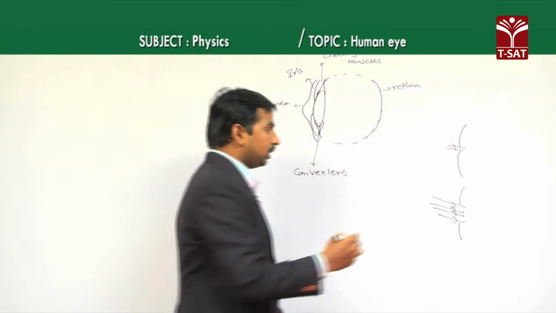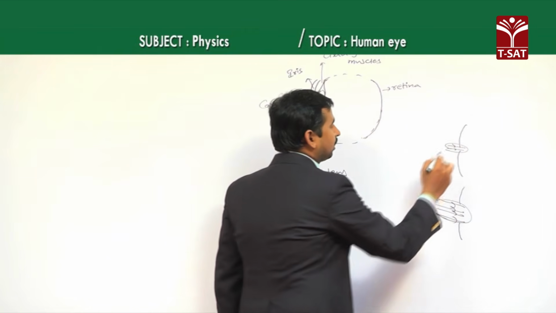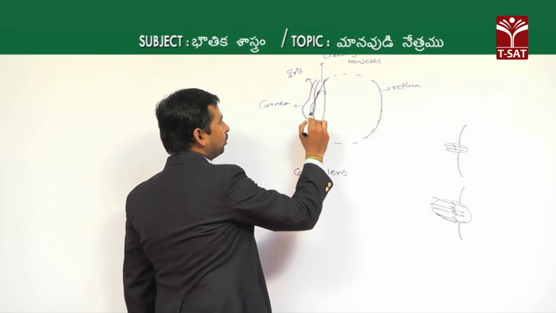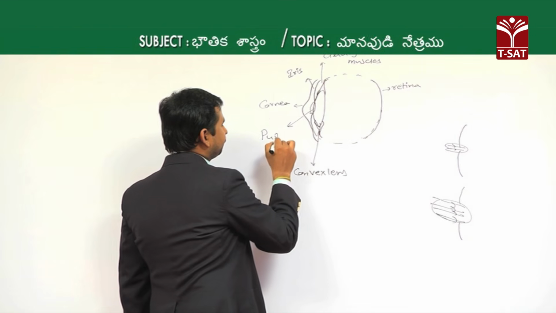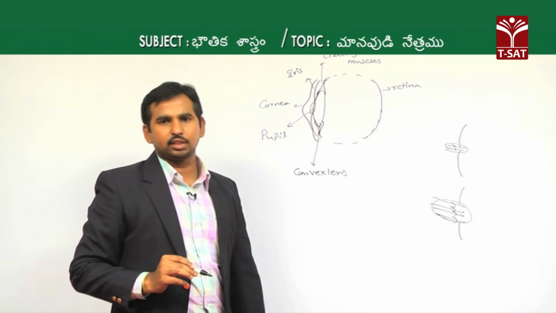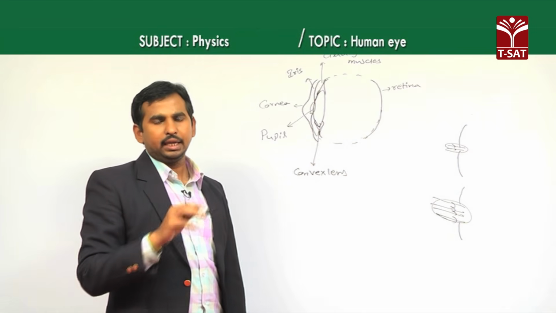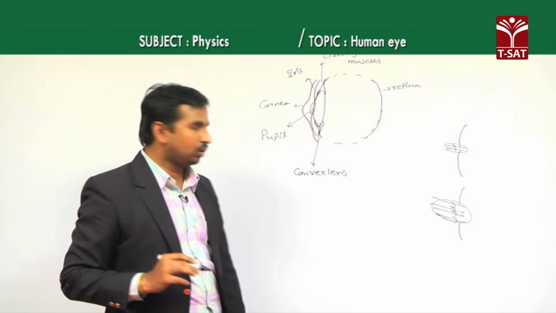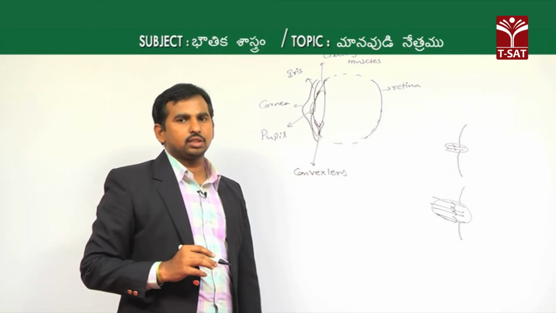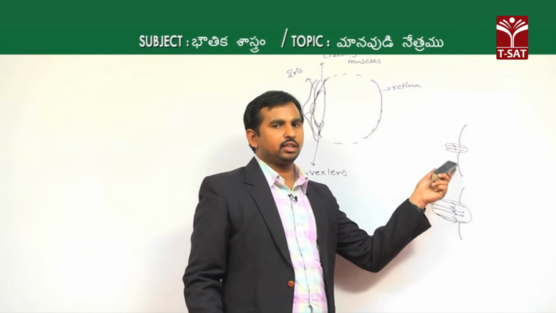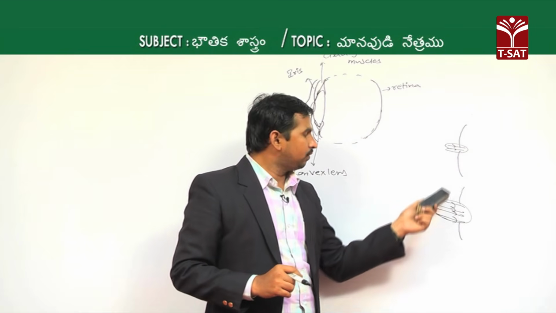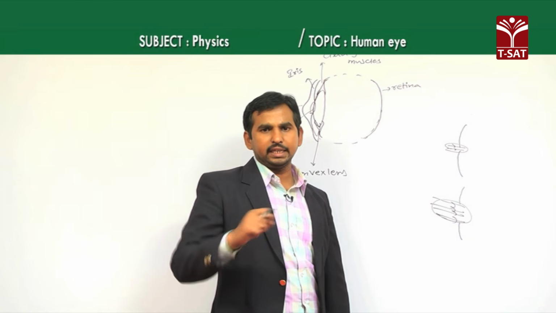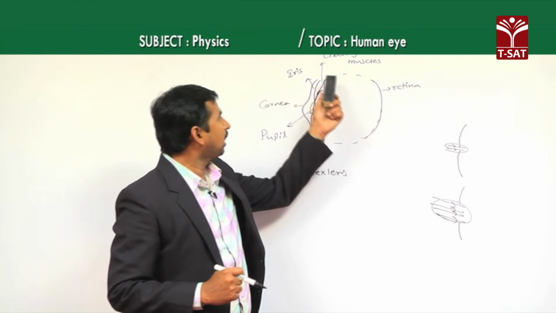Another important part is the passage where the light rays enter. This small hole we call the pupil. The pupil is a passage for the light rays to enter onto the eye lens. Now, the iris adjusts the size of the pupil. Whenever it is exposed to a high intensity beam, the size of the pupil decreases. Whenever you are exposed to dim, low intensity light, the size of the pupil increases. That increasing and decreasing is done by our iris.